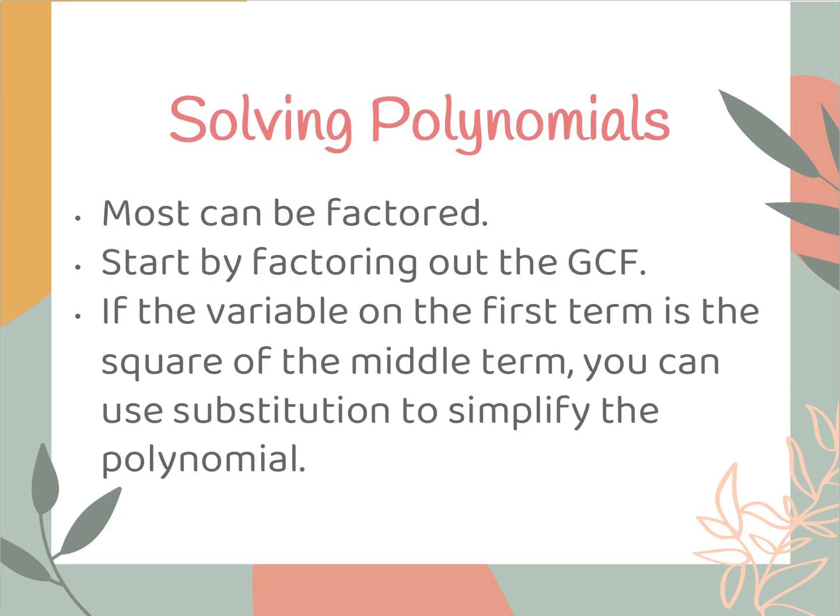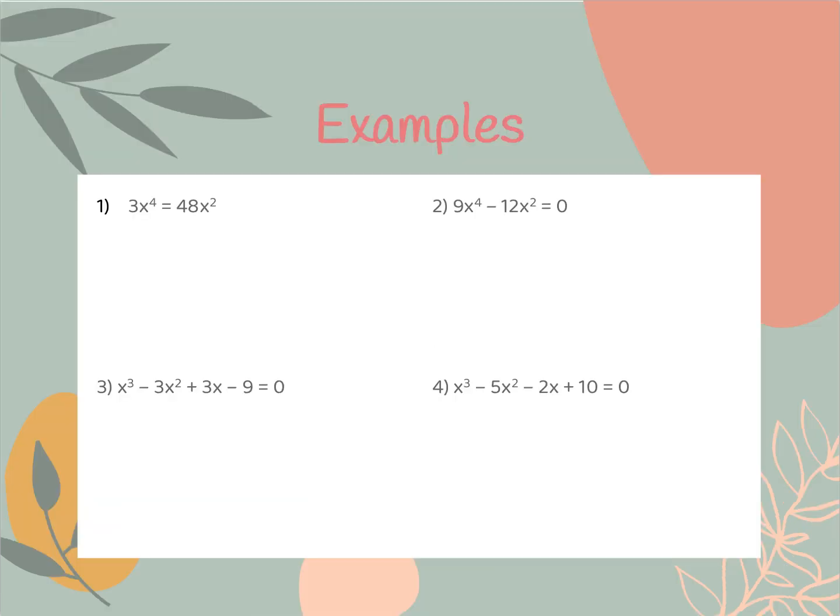So, the list of steps is, obviously many of these polynomials can be factored. Like you can take a GCF out. That's just for any kind of equation. If there's a GCF possible that you can take out, you definitely want to do that. If the variable on the first term is the square of the middle term, you can use substitution to simplify the polynomial. This is an interesting method, and I'll show you as we get to it. So let's just start out with this.